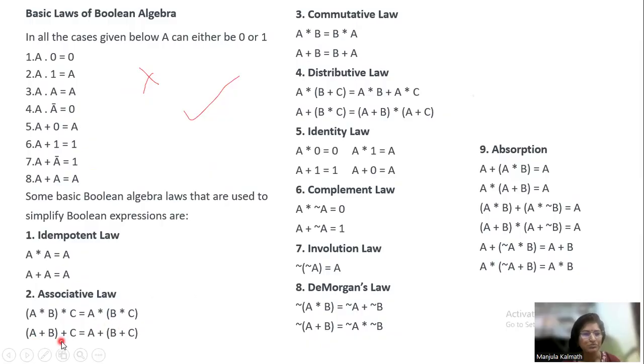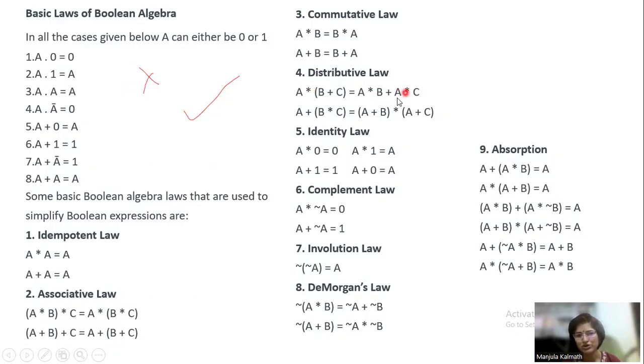A plus B plus C equals A plus B plus C. So these are the associative laws. And the commutative law: A into B equals B into A, A plus B equals B plus A. Then the distributive law: A into (B plus C) equals A into B plus A into C. It means it will be in the expanded form.